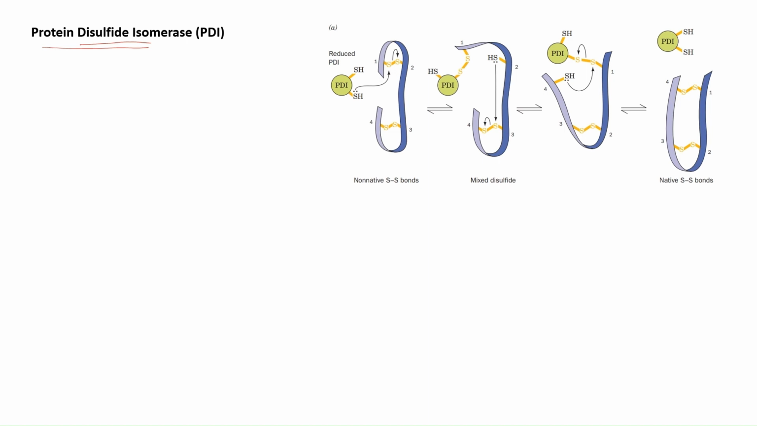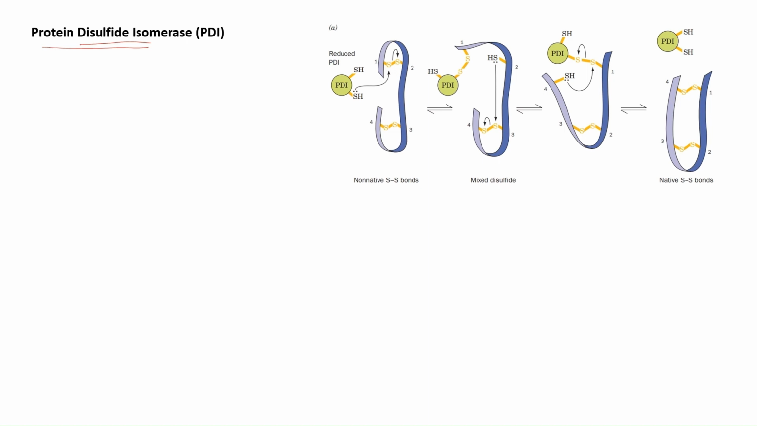Now for proper folding, or particularly for proper formation of a disulfide bond, an enzyme is needed, which is known as protein disulfide isomerase. As the name suggests, the function of this enzyme is to form a proper disulfide bond between the amino acids in a particular protein. Now, how does it work? It can work in two ways. This is the first way.